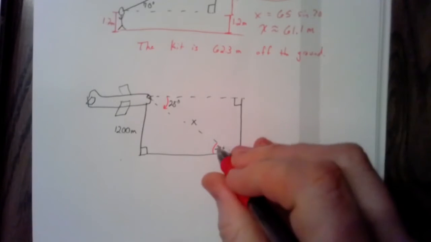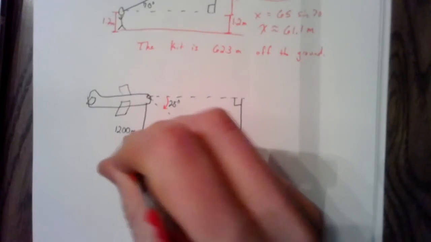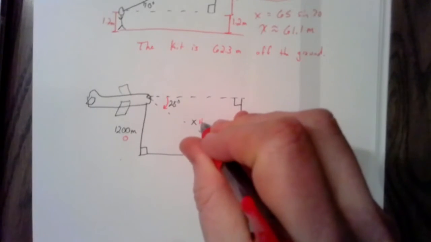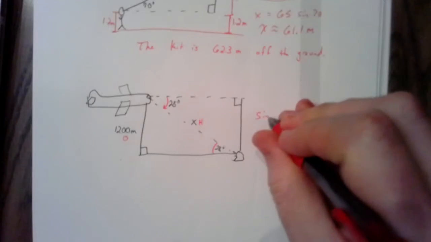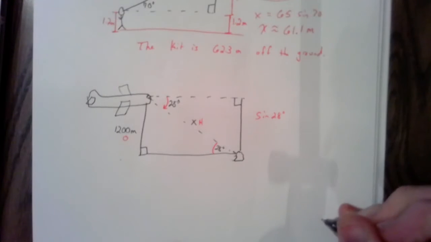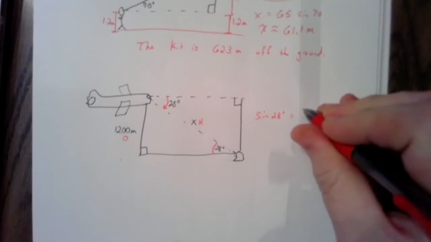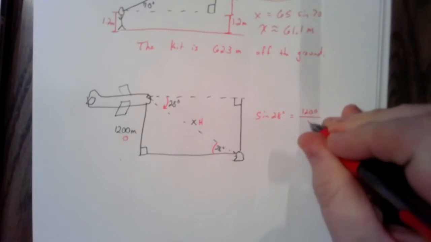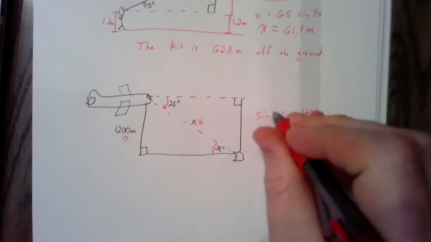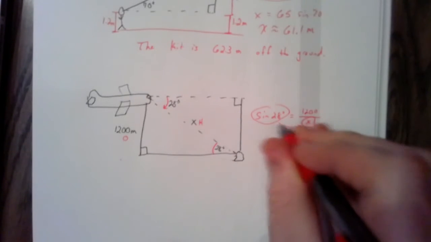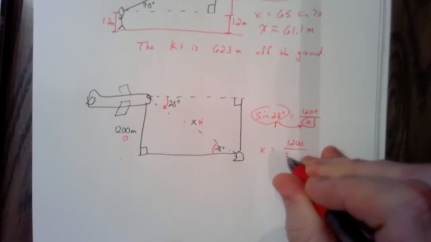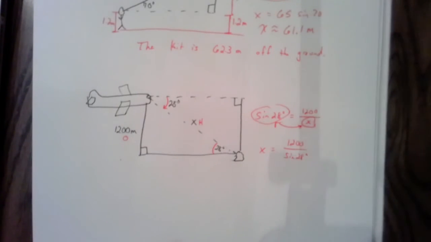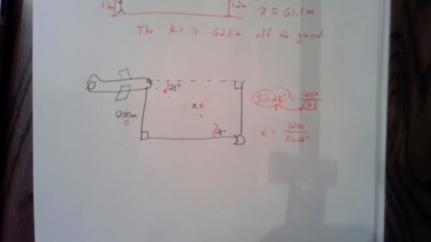So I go ahead, I label my sides. This one is opposite the angle. This one is the hypotenuse. And look, we've got another sine problem. Opposite and hypotenuse again. So sine of the angle, 28 degrees, is equal to the side opposite, 1,200 over x. I know that when x is on the bottom, I just switch sides there, and I get x equals 1,200 divided by the sine of 28 degrees. And then here I'll just use my calculator to do that.